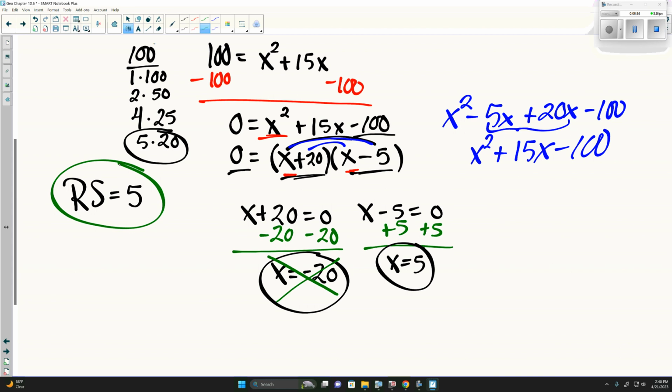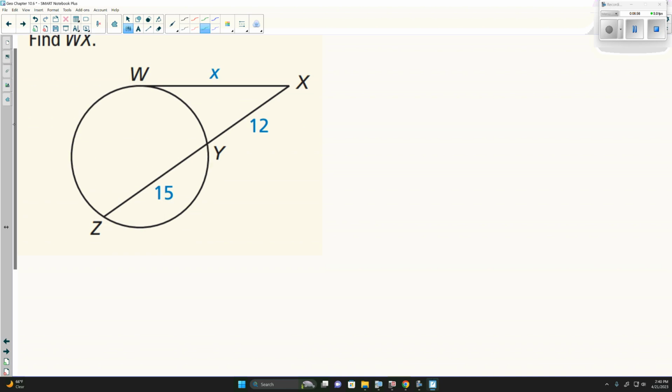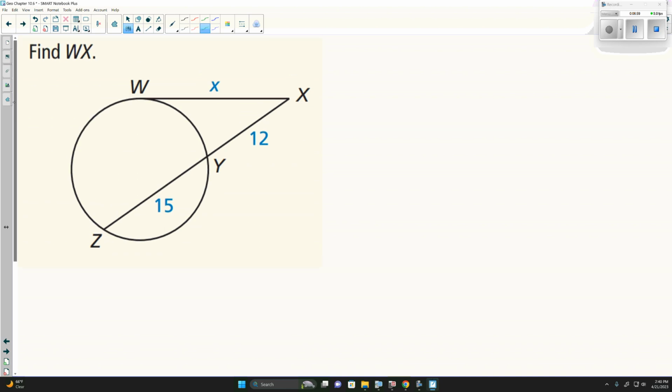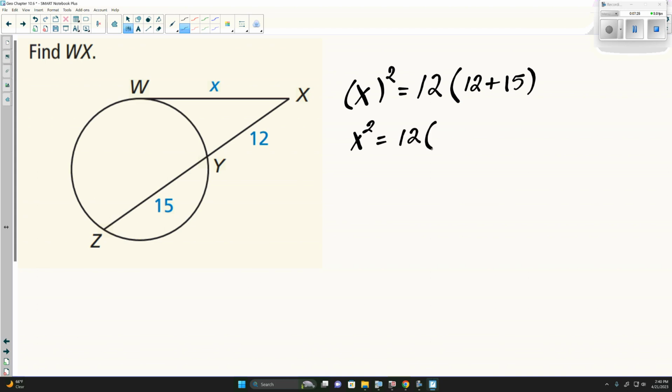All right, let's look at another one. This one here is actually a little bit nicer than the one we just did. Now, again, our theorem states that the tangent length, in this case x, squared is equal to what? The exterior of the segment times the whole segment. We can say that is 12 plus 15, or really, we have 12 times 27, because we could have added those two together from the beginning and gotten this here.